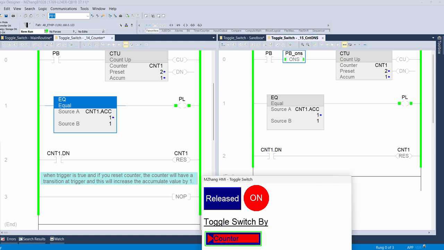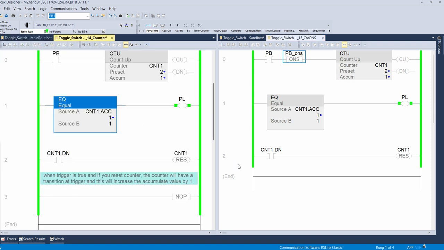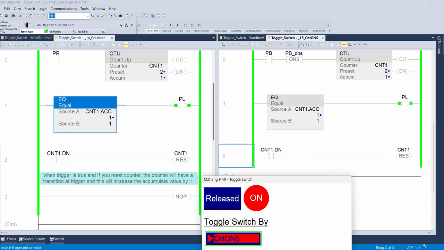Let's try it again. All right, so now you can see it's calling routine 14. Now I will change to CNT ONS. CNT ONS should call the next subroutine. If you want to make sure, right now it's 15, so it is calling routine 15. Routine 15 is this one, and 14 is the previous one. So right now the right hand side is running.